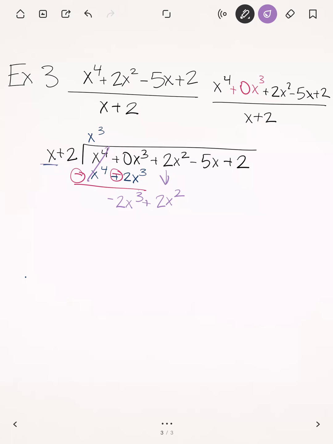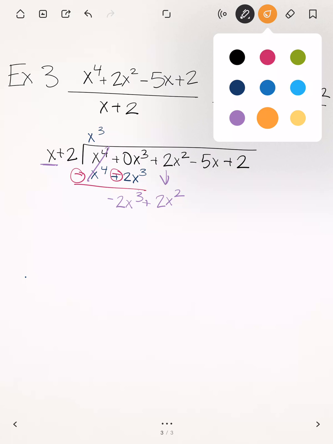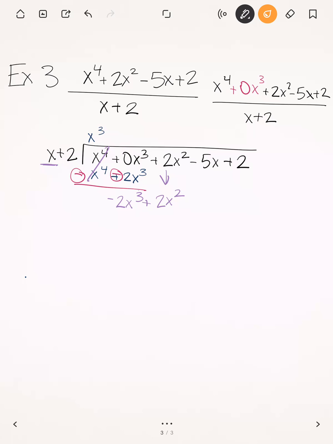So what do I need to multiply x squared by to get negative 2x cubed? Well, let's see. A negative 2x squared. So negative 2x squared times an x squared gives me a negative 2x cubed. A negative 2x squared times 2 gives me a negative 4x squared.